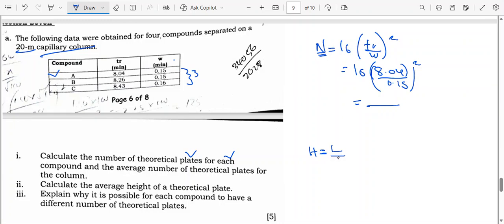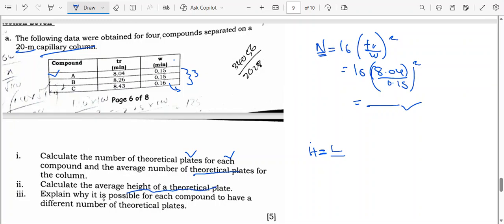So how do you know the width now? Calculate the average height of theoretical plates. Suppose you have calculated everything. You calculate the average theoretical plates. You also calculate the average height of a theoretical plate.